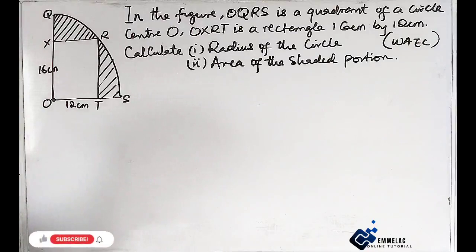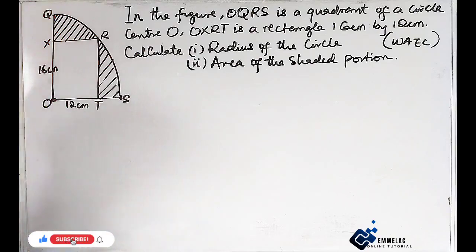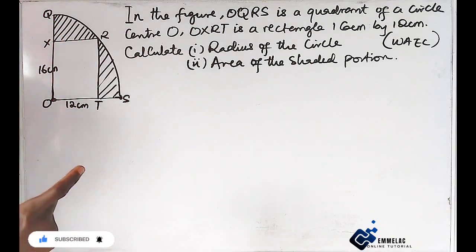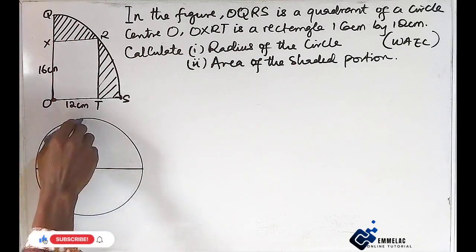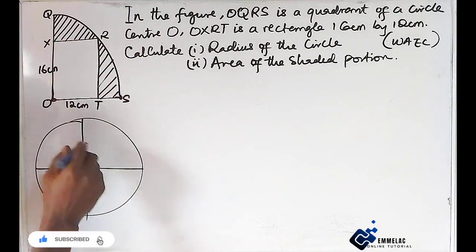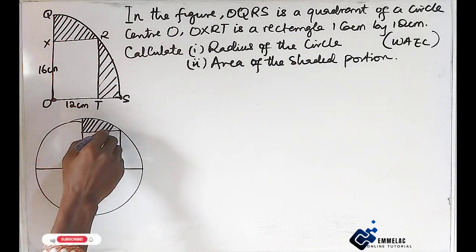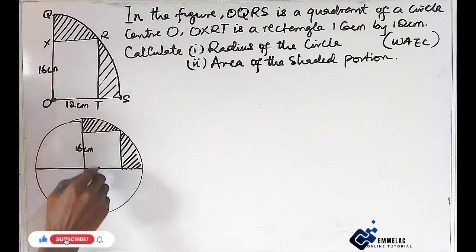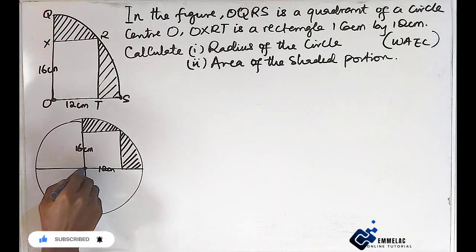Now calculate the radius of the circle. We are told to calculate from here to this part. Take note that we are told that this is a quadrant of a circle, which is a quarter of a circle. Let's assume that this is a circle. Now share it into 4, so the whole of this is one part of this. Let me draw it again. So this is what you have. Now this is your 16 centimeter and this is your 12 centimeter, and we are told to calculate this radius.